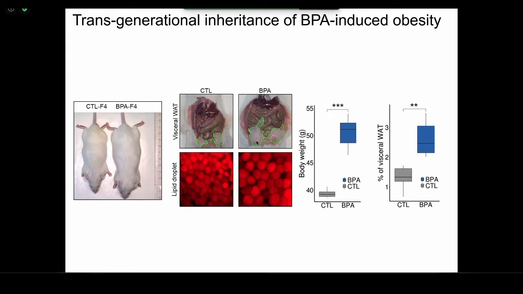When we look at this fat tissue, we find that the BPA mice have more mesenchymal stem cells, which are the cells that will form the adipocytes, and the adipocytes are larger, as you can see in this figure here, and so they are storing more fat. So it's not only the body weight that is increased in BPA-treated animals, but also the percentage of fat tissue is increased with respect to controls.